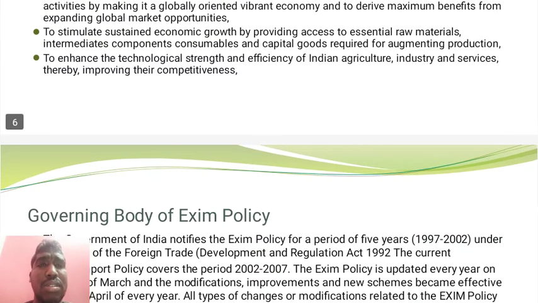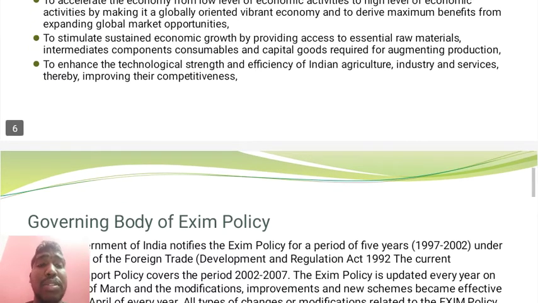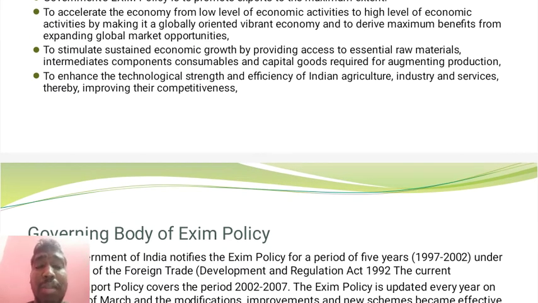Okay, next one: to stimulate sustained economic growth by providing access to essential raw materials, intermediate components, consumables, and capital goods required for augmenting production. Economic growth will also happen with this, relationships also build, and people get employment opportunities, guys.